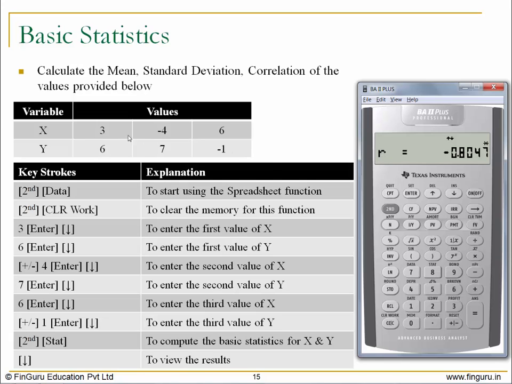The correlation between these variables is minus 0.80. We can ignore these couple of variables. These are actually the forecasted variables. This is not relevant for us. Summation of x is 5. Summation of x square is 61. Summation of y is 12. Summation of y square is 86. And summation of xy is minus 16. So there is a lot of variable stuff that can be done with the help of this calculator.